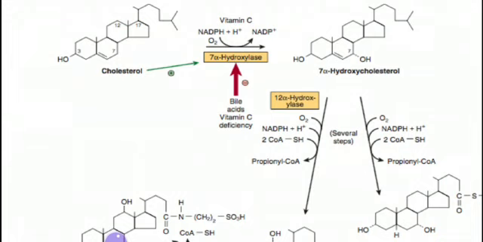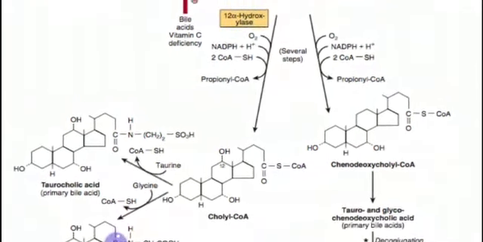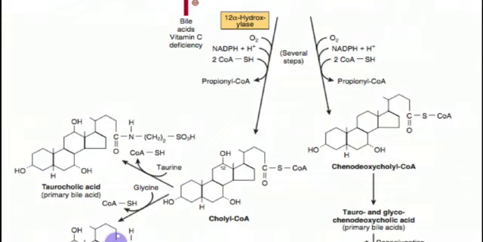This is a typical monooxygenase enzyme, and it requires NADPH and cytochrome P450. Oxygen is required, and it can be inhibited by bile acids or vitamin C deficiency. The next steps can be divided into two pathways. They are also hydroxylation steps, and the monooxygenase system is present in these enzymes, and NADPH is required. They lead to the formation of cholic acid and chenodeoxycholic acid.